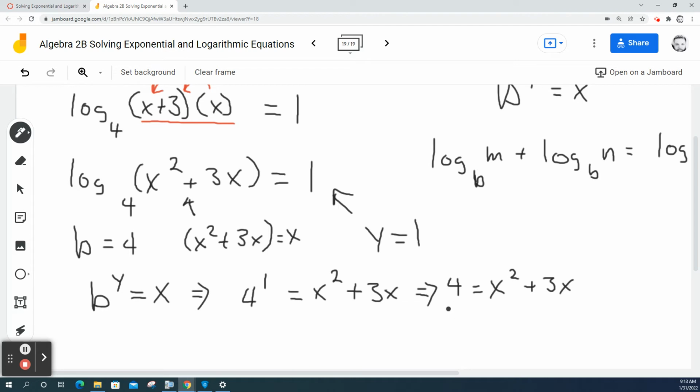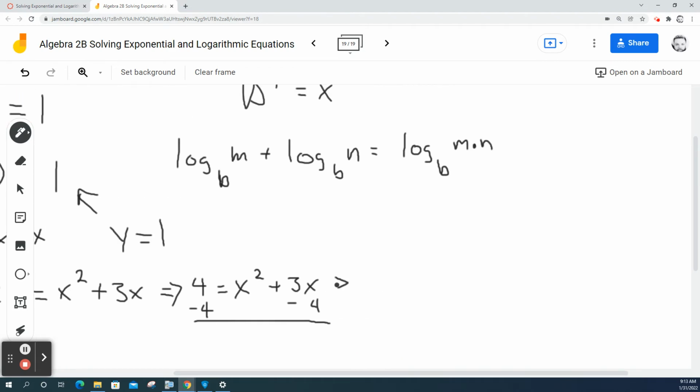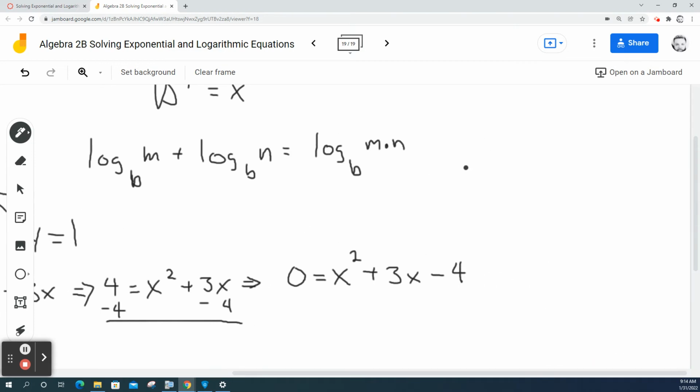So I got to set it to 0. I'm going to subtract 4 from both sides. And when I do that, I'm writing to the side for a reason. I'm going to get 0 equals x squared plus 3x minus 4. Now remember, we have to factor this and set both of the factors equal to 0.